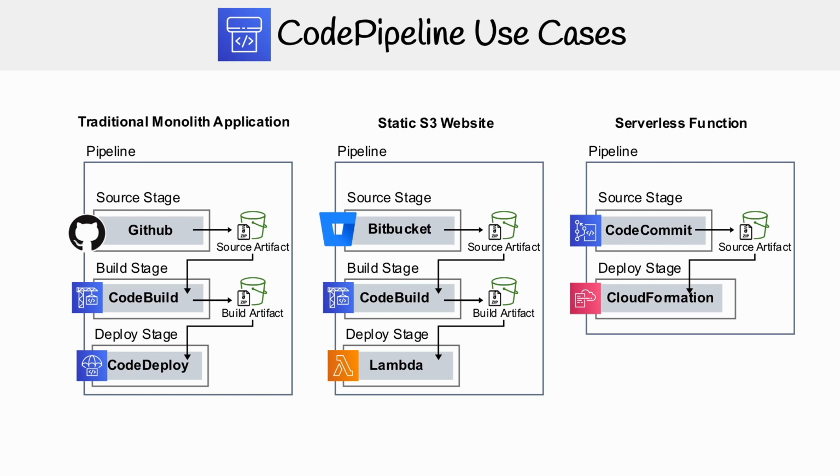Then our last one here is a serverless function. You could use CodeCommit, which would output a source artifact that would then go to CloudFormation. CloudFormation is very common for deploying serverless applications, and it would probably be using SAM, the Serverless Application Model, for that. But yeah, those are three pipelines.